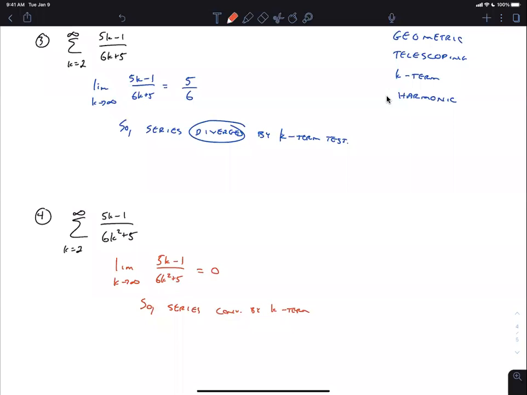What is wrong with what I just did? The k-th term can't prove convergence. Everything is wrong with what I just did. Does that make sense? So you absolutely cannot do this.